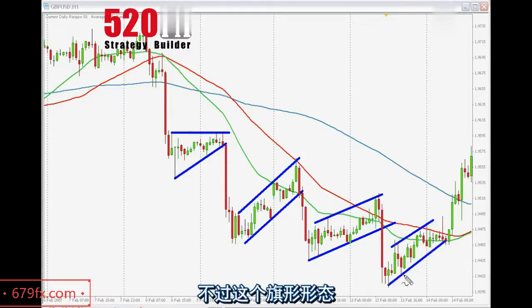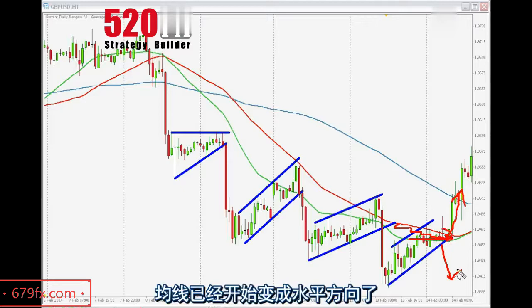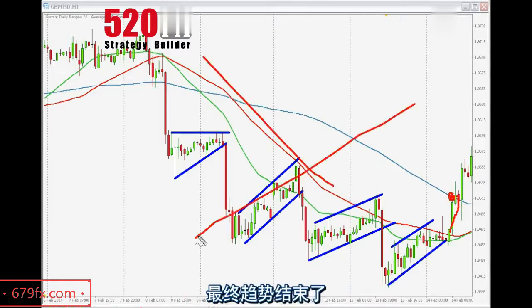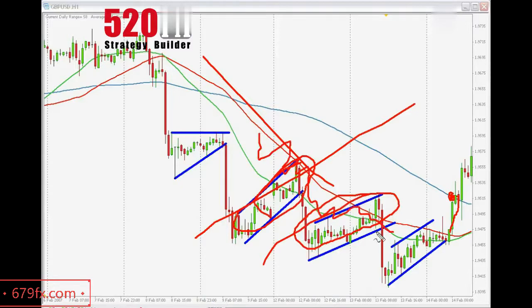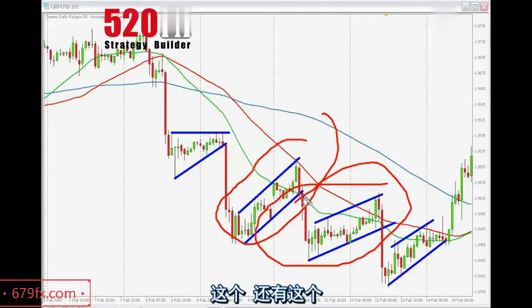But this flag doesn't quite break to the downside, in fact it breaks to the upside, breaking the area of dynamic resistance. The MAs are already flattening. This trend, as we can see, is weakening, finally shooting up, breaching the 100, and the trend is over. But at least we squeezed a couple of decent swings off the area of dynamic resistance. This swing and this swing.